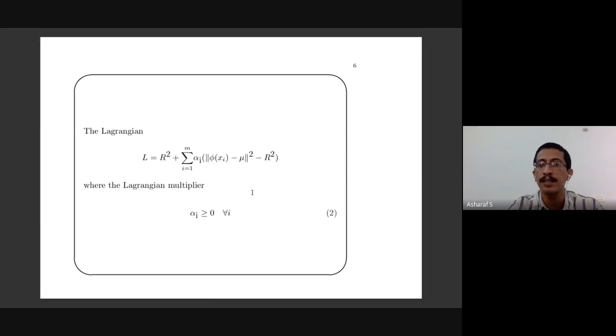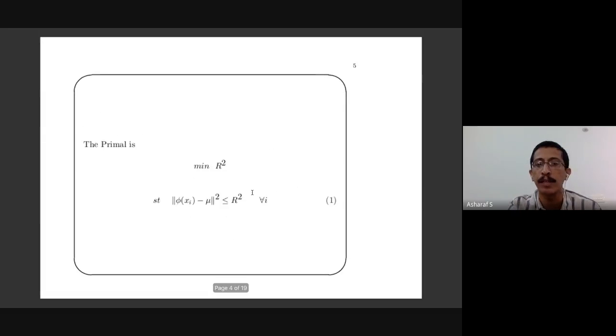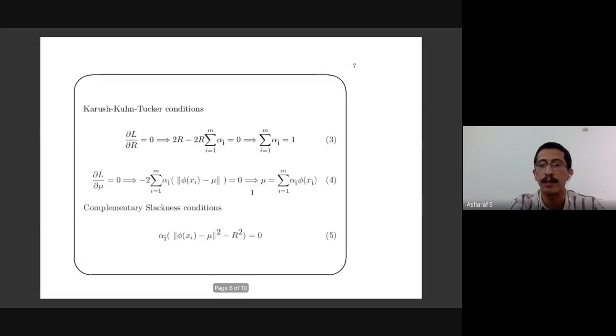Once you have the Lagrangian, and this is a convex quadratic problem, the KKT, the Karush-Kuhn-Tucker conditions, become necessary and sufficient conditions, which have the first order condition as well as the complementary slackness conditions. So what are the variables in this problem? The variables are r and mu. R is the radius and mu is the center. You apply the Karush-Kuhn-Tucker conditions with respect to the primal variables r and mu. So the first order conditions are dou L by dou r is equal to 0 and dou L by dou mu is equal to 0.